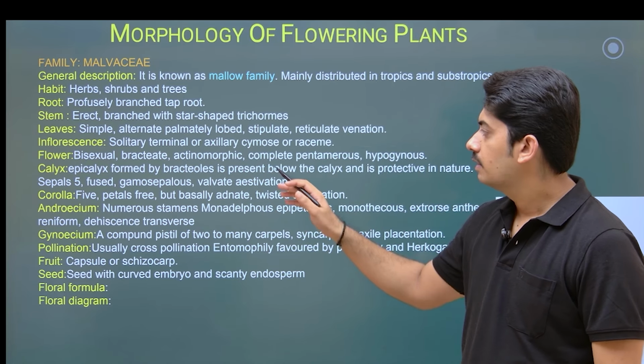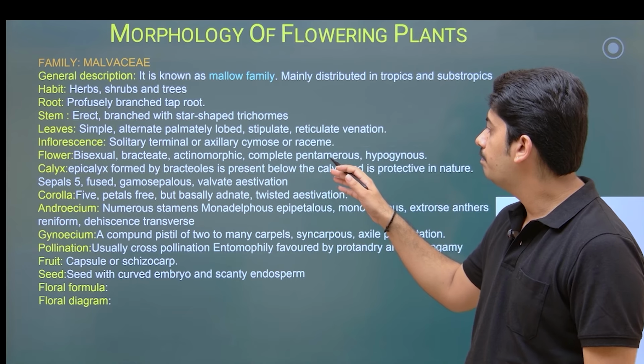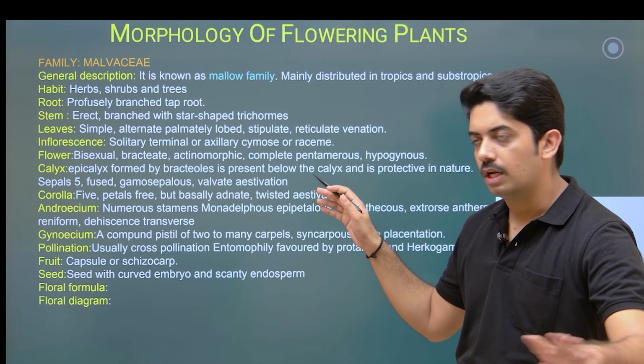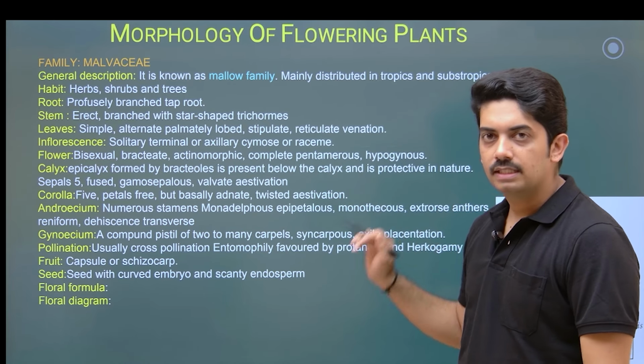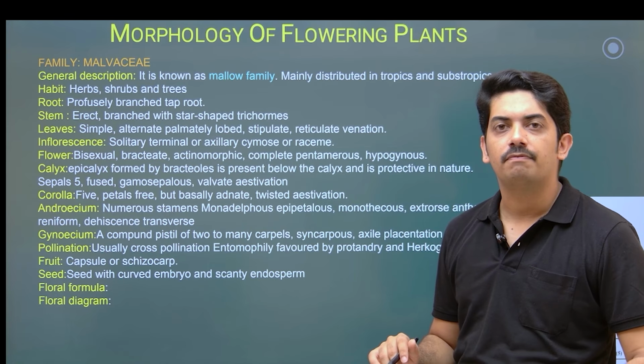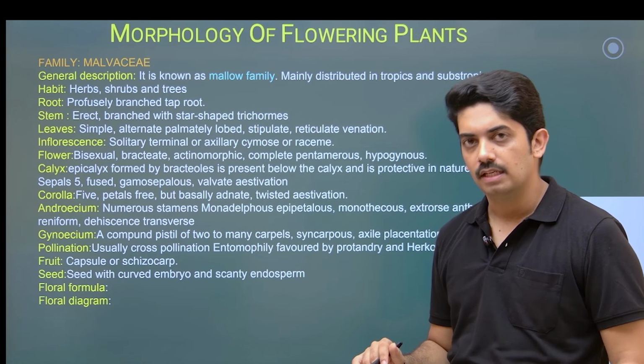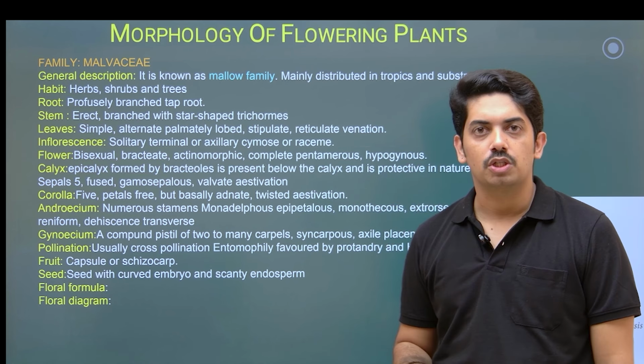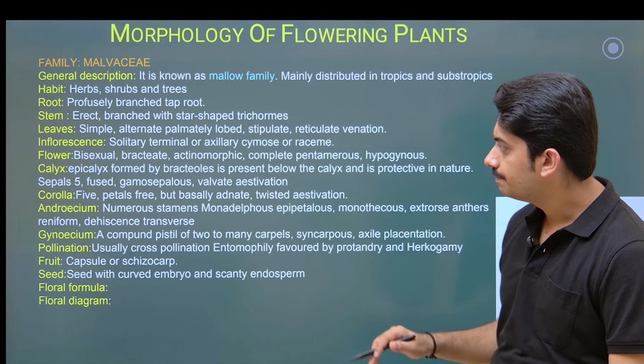Actinomorphic, radial symmetry is present. Complete, that means sepal, petal, androecium, gynoecium, all are present. Pentamerous condition, 5 sepals, 5 petals, 5 androecium, 5 gynoecium, like this. You observe multiples of 5. Then hypogynous condition, ovary is superior.